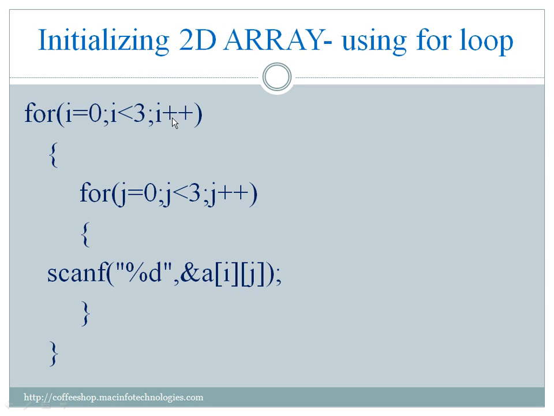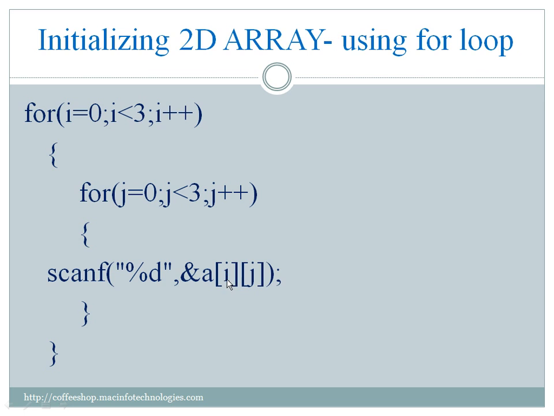So now i increments to 1. Once i increments to 1, 1 less than 3 is true, and again the next for loop statement, j, is initialized to 0. So now i is 1 and j is 0. j is 0, less than 3 is true.